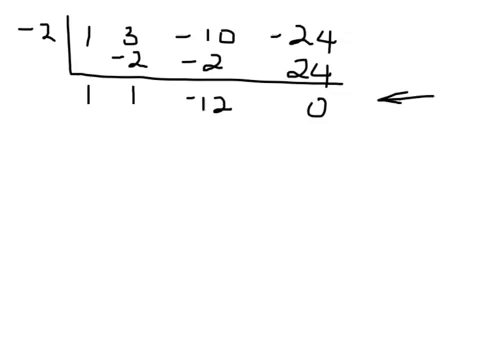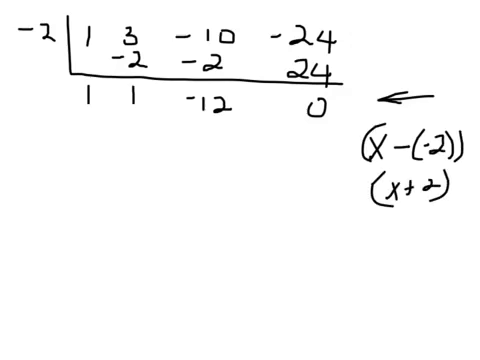Yay, I found another factor. My factor is x minus, and what did I divide by? Minus 2. So it becomes x plus 2. Okay? So now I know I've already got x minus 1. What was the first one that y'all wrote down? X minus 1. And I got x plus 2. So those are 2 factors.